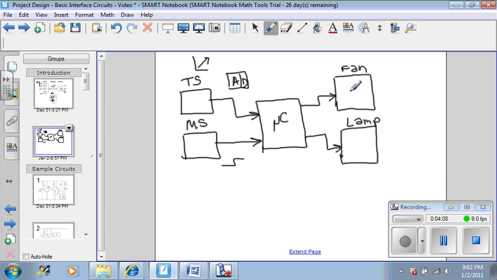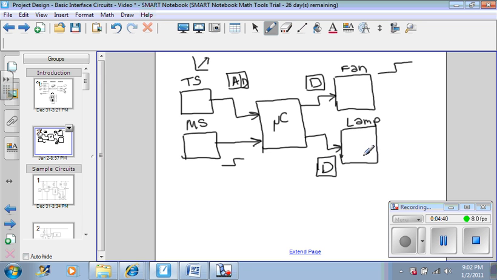The fan is just an object or a component that needs to be turned on and off. The speed of the fan does not need to be controlled. Therefore, it's just an on and off device, so it is digital. However, since the fan needs more current than the microcontroller can produce, I suggested a driver to be interfaced between the microcontroller and the fan. The same idea works for the lamp.